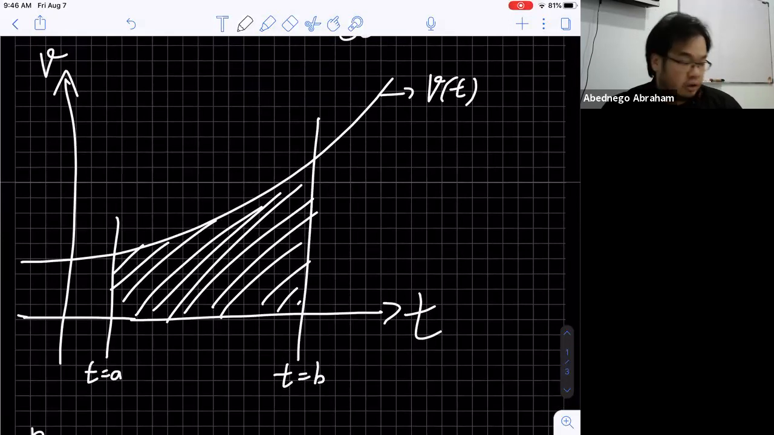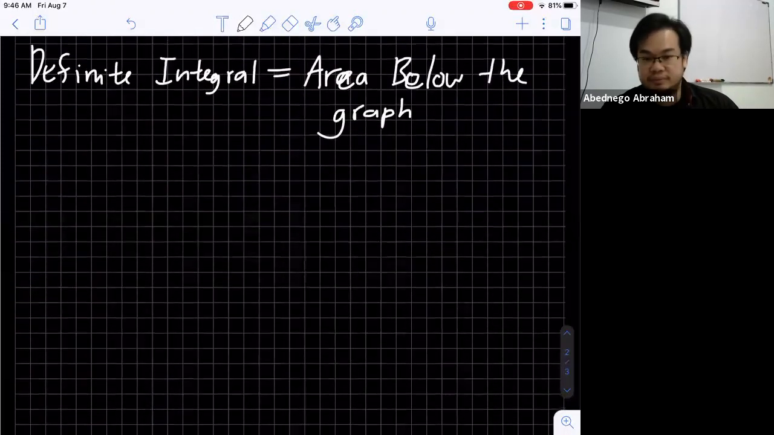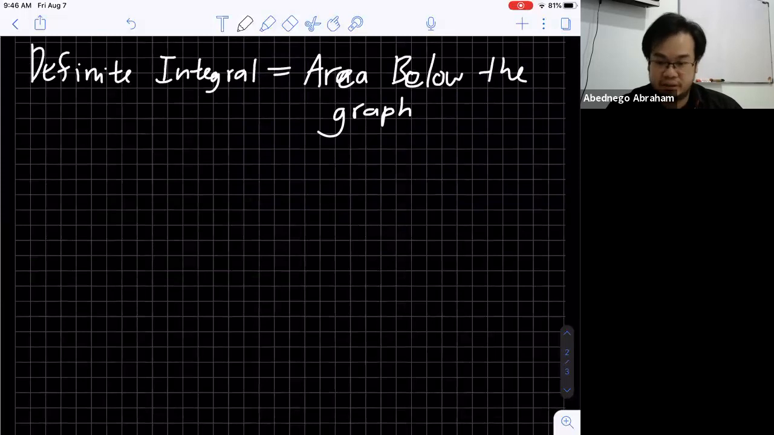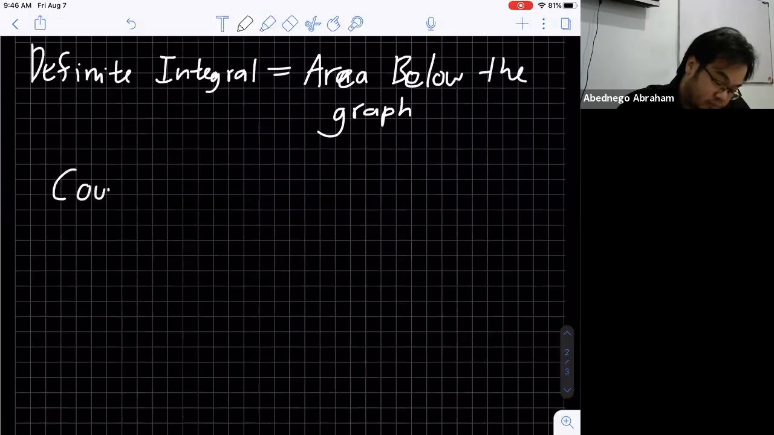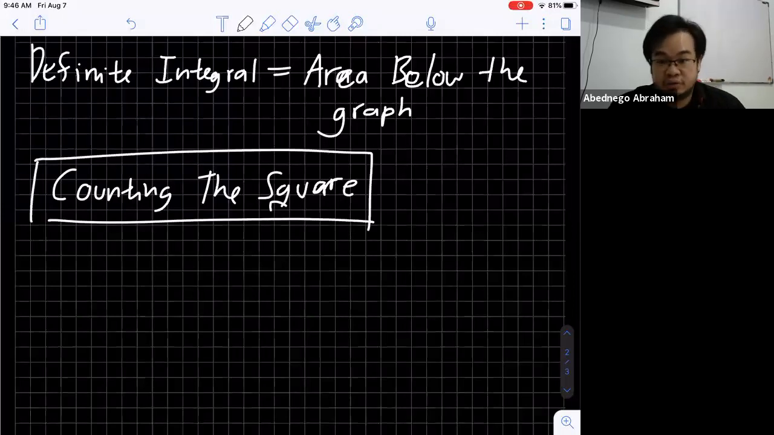As I said, in this chapter we are not going to learn how to find the exact value of definite integral, but we are going to learn how to estimate the area below the graph. And the most conventional, the easiest method to do it is by counting the squares, which is basically the objective of our lesson today.